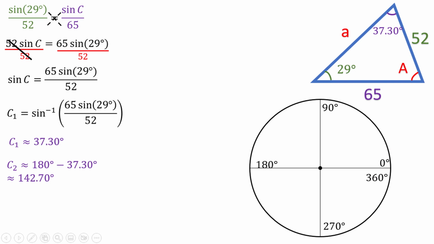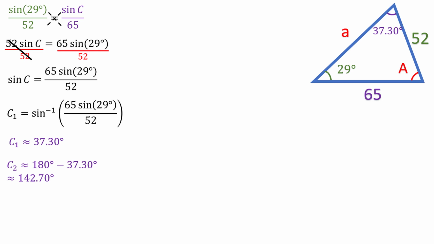So we really have two different options. Either C is equal to 37.3 degrees, or potentially C is equal to 142.7 degrees. These are both valid solutions. C could either be equal to 37.3 degrees or 142.7 degrees. We will have to make two separate triangles to account for the two possible answers. Let's focus on the first triangle, which will have a C of 37.3 degrees.